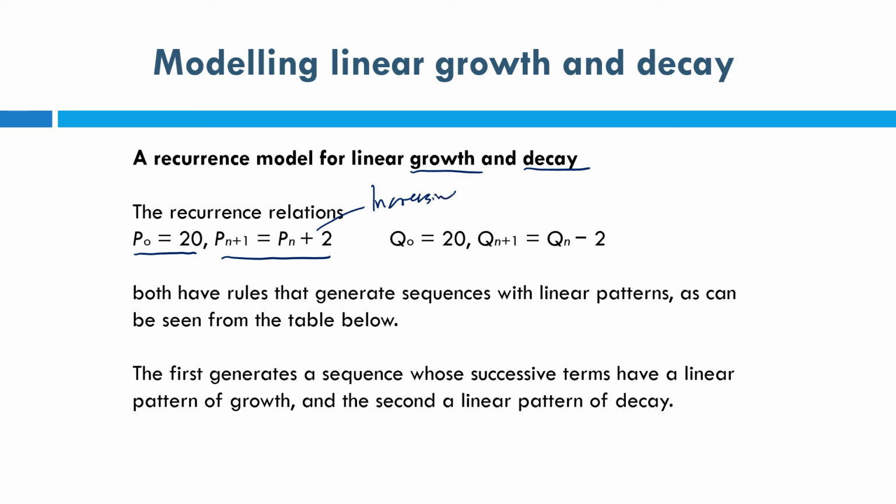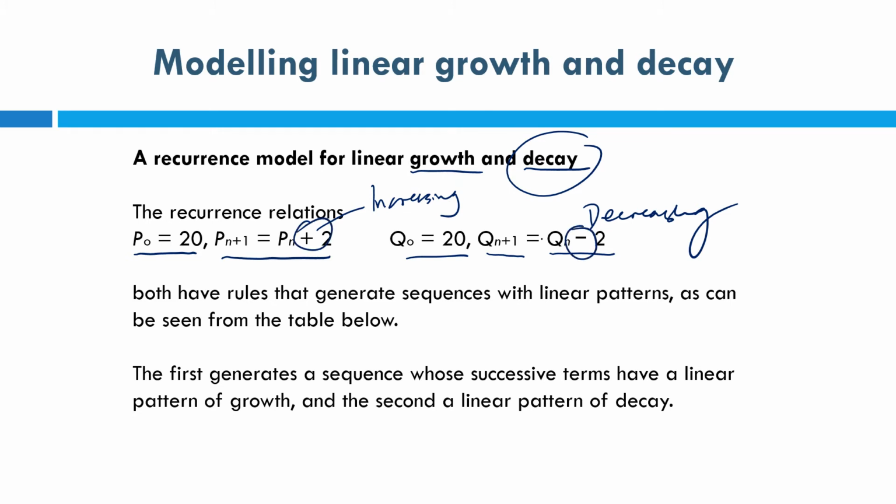So that's growth. And then you've got Q of 0 equals 20 as your initial, and you've got Q of n plus 1 equals Q of n minus 2. There's your decay. That one there is decreasing. So you can see the difference between the two. One's a plus and one's a minus. That tells us what's increasing and what's decreasing.